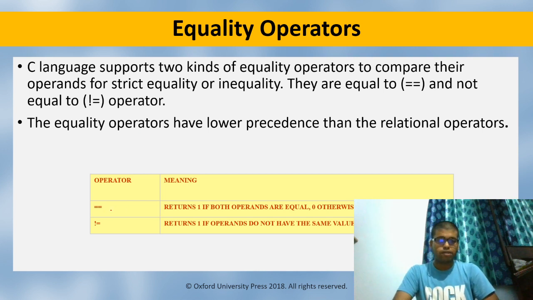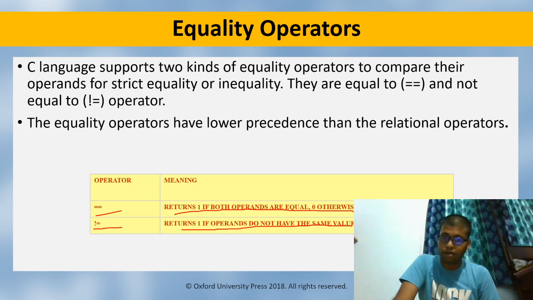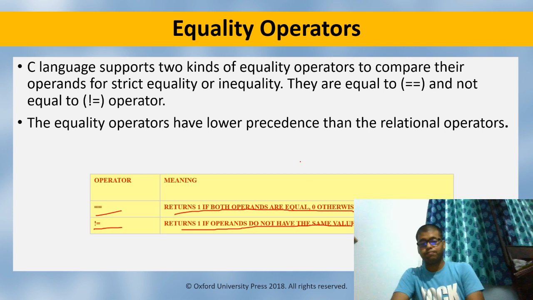Equality operators. The equals-to operator is the equality operator; it returns 1 if both operands are equal, otherwise 0. And the not-equals-to operator returns 1 if the operands do not have the same value. If they have the same value, it will return 0.